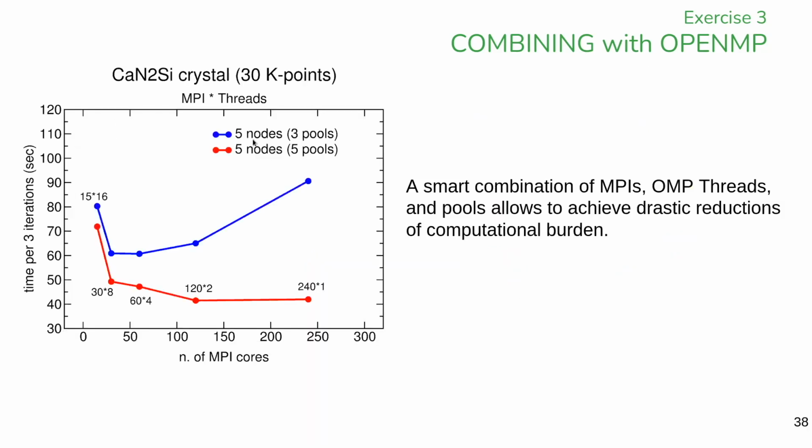Now, in this case, we have a crystal with a 30 k-points grid, so we can use the pools. You can see in blue the 3 pools and in red the 5 pools. You can see also the threads trend is maintained. So you have to consider a combination of MPI, OpenMP threads, and pools to have a drastic reduction of computational time. Here you can see the same calculation from this point to this is almost half the time for the 3 iterations. Okay.